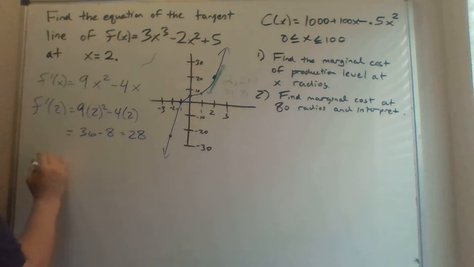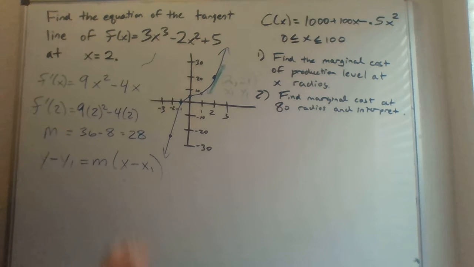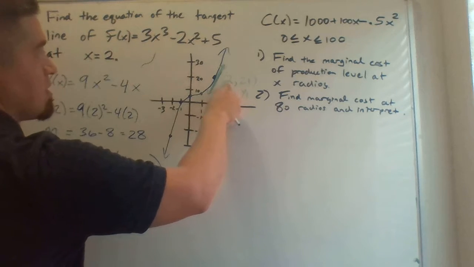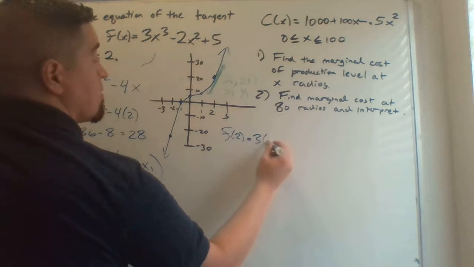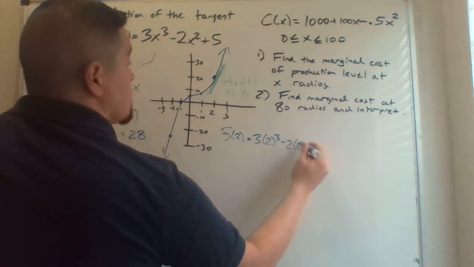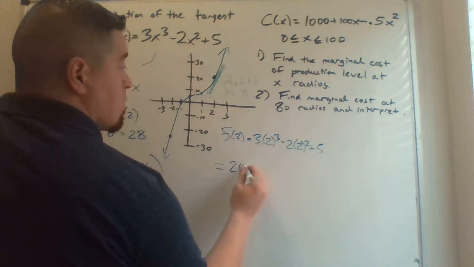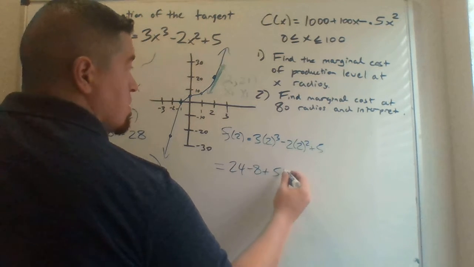So now all that's left is to get the equation using the point slope formula. Again, this is going to be our slope. So I'm going to put y minus y1, and if you're wondering how you get that, again, you would plug 2 in. Basically, you would do f of 2. And then 3 times 2 cubed minus 2 times 2 squared plus 5 equals 8 times 3, that's 24, minus 8 plus 5. That should give you your 21 there.